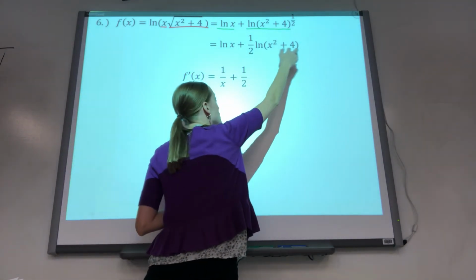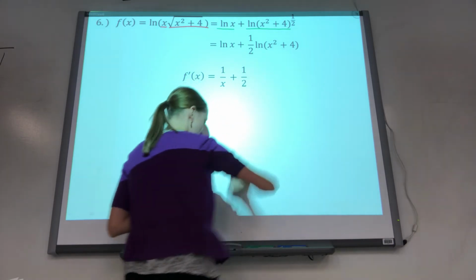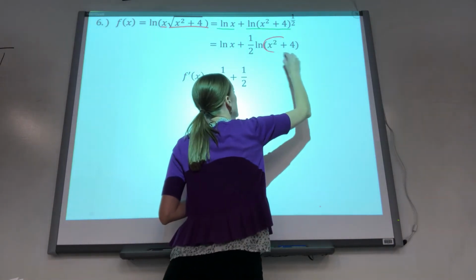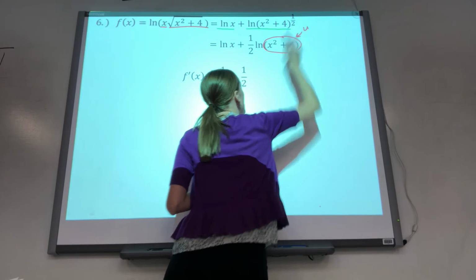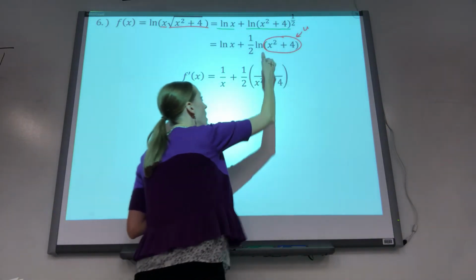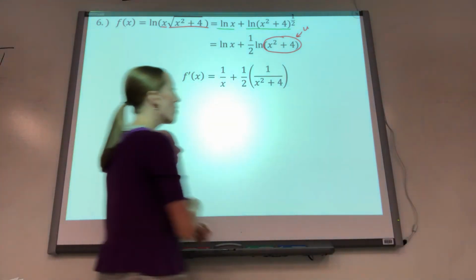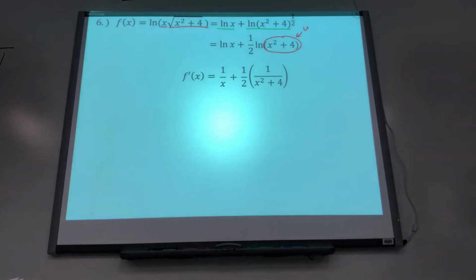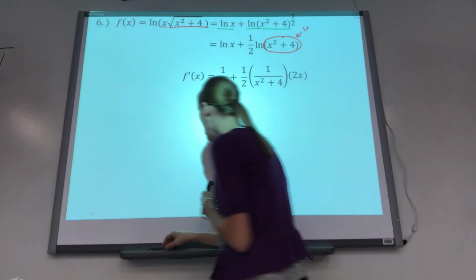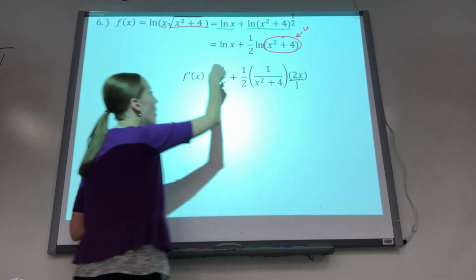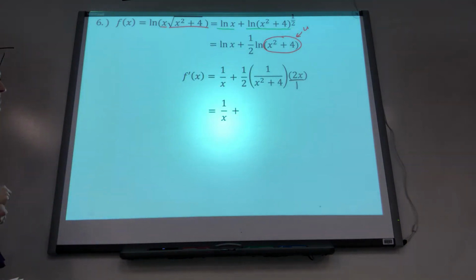And then take the derivative of this part. This is like the natural log of u. So I start with 1 over u, so 1 over x squared plus 4. And I'm going to multiply that by the derivative of u, which would be a 2x. So you can probably just leave the 1 over x out front.